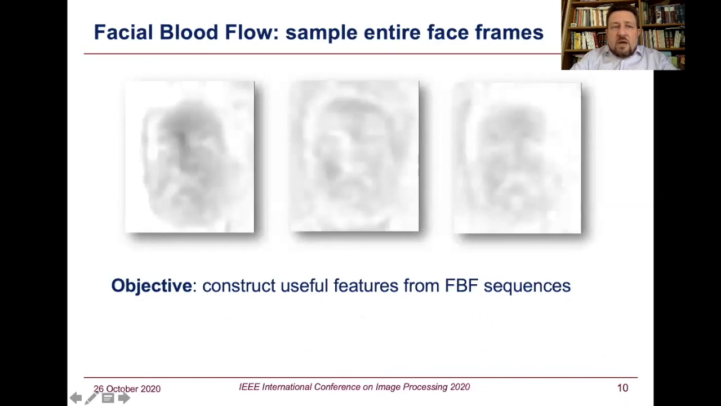Just to give you an idea of how this looks, you get three face frames from the facial blood flow. Again, here we saw the complete face and not the actual areas that we're interested in, just to see how it looks. So the next step was to construct useful features from these FBF sequences.